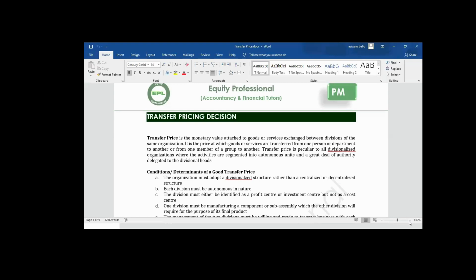Please note, transfer price is the internal selling price. Transfer price is also the internal purchase price. That transfer price is also the internal purchase cost. The following points should be noted. Number 1, transfers are internal transactions.